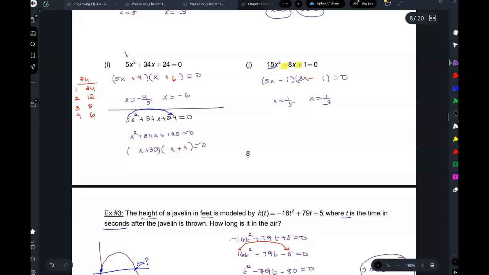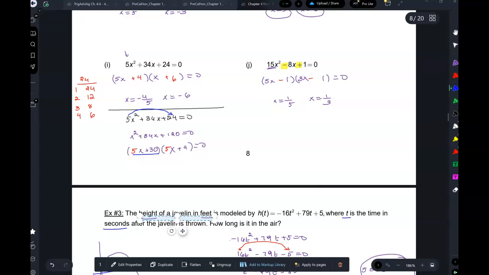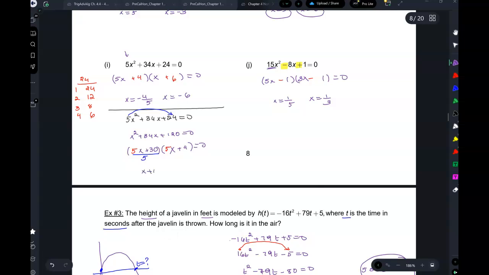But now, remember how we had taken out the 5? Bring it back. Lastly, you have to simplify. So the 5 and the 30 can both be divided by 5. You get x plus 6, 5x plus 4 is equal to 0. So notice we got the same thing as before. This is actually my least favorite way of doing it.